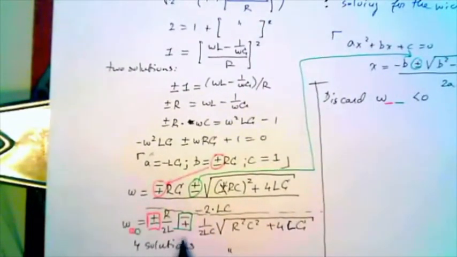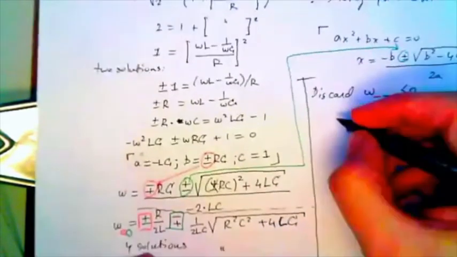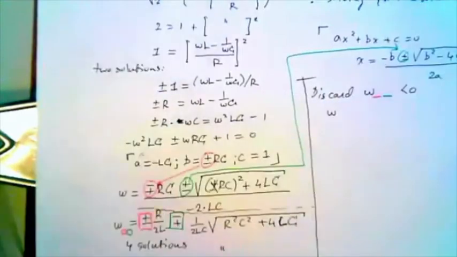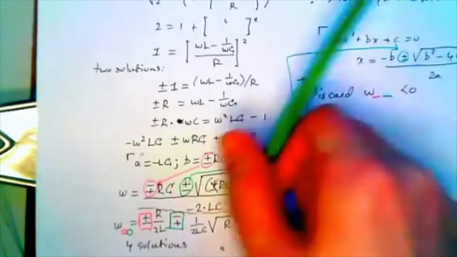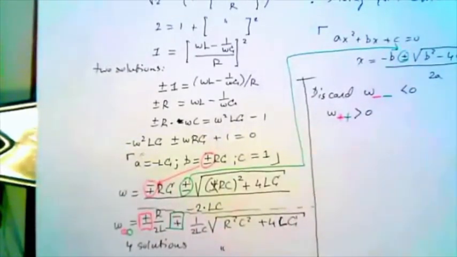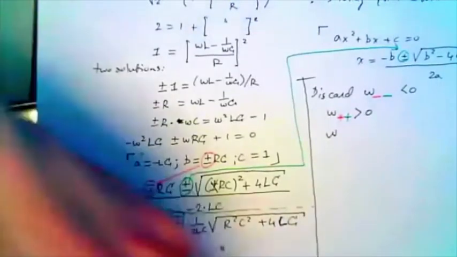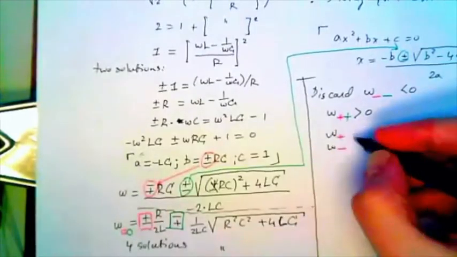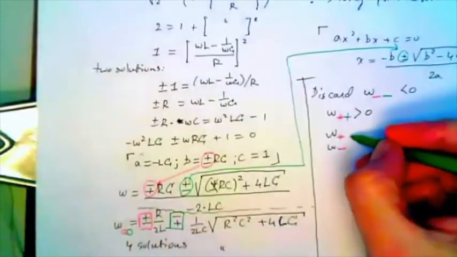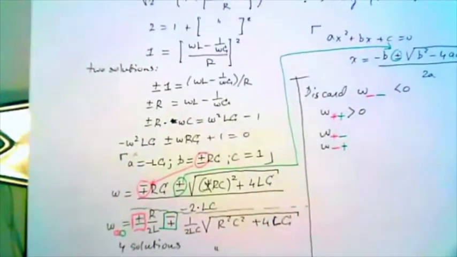And the question is, is there another one that is negative? Well, we have a plus plus, that's obviously okay, right? Because that's r over 2l, and this 1 over 2lc, this whole term is positive. So we're okay with omega plus plus. So we're going to keep that, because that one's bigger than 0. And now the only question is, what's the deal with the plus minus? And what's the deal with the minus plus? Plus minus, minus plus. So these are our only 4 solutions.